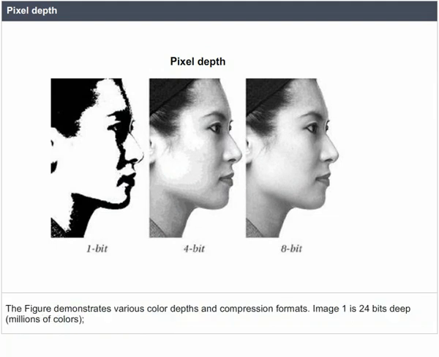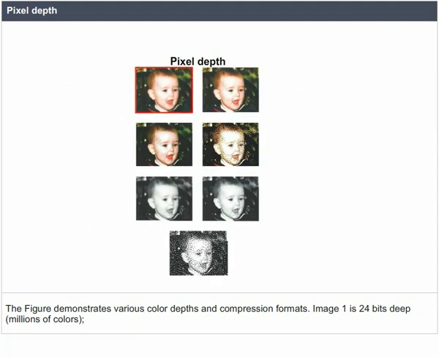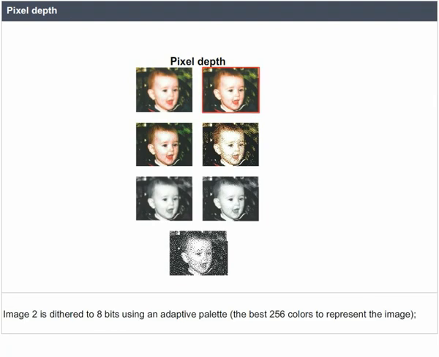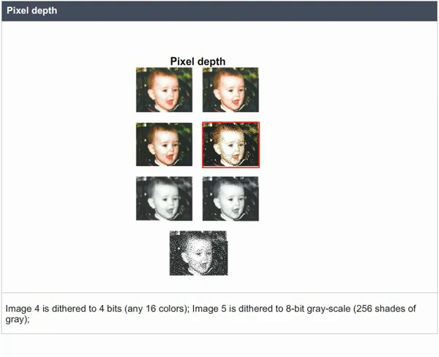The figure demonstrates various color depths and compression formats. Image 1 is 24 bits deep, millions of colors. Image 2 is dithered to 8 bits using an adaptive palette, the best 256 colors to represent the image. Image 3 is also dithered to 8 bits but uses the Macintosh system palette, an optimized standard mix of 256 colors. Image 4 is dithered to 4 bits, any 16 colors.